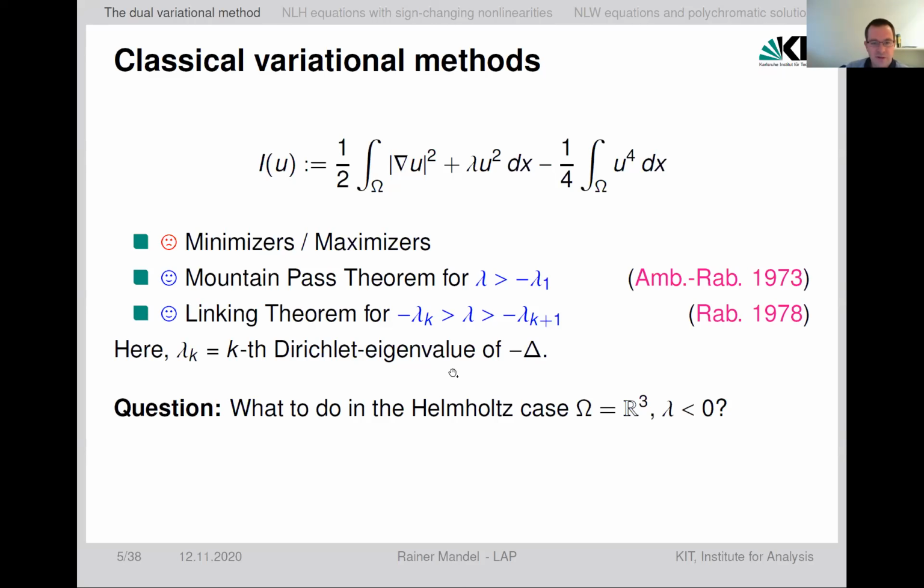And the question is now, what can you do when the situation is a bit different? So you have omega equal to R^3, which is the typical case for a Helmholtz equation, or it could also be an exterior domain.